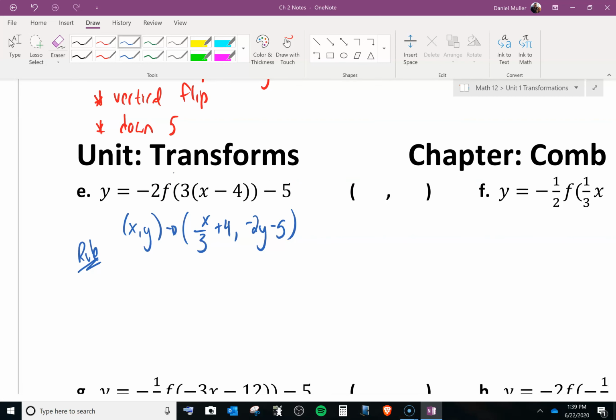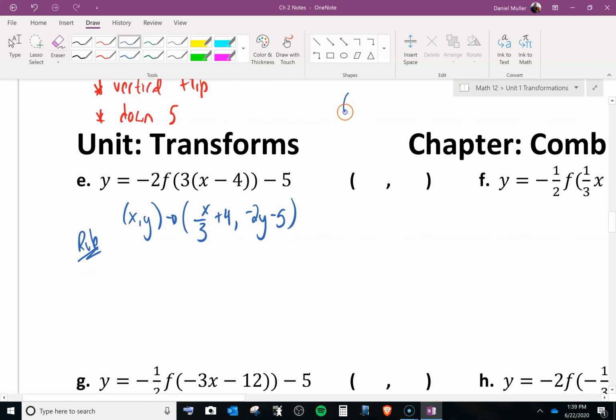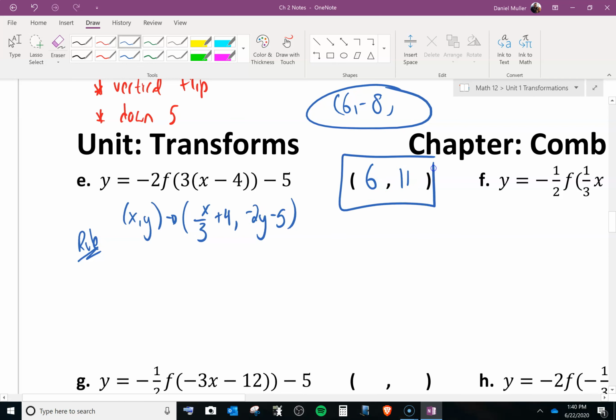Now the point, I don't even remember my point anymore. I'm going to have to take a look here and write this down. It's 6 comma negative 8. So I put 6 in here. 6 divided by 3 is 2. 2 plus 4 is 6. If I put negative 8 into here, I'm going to get positive 16. 16 minus 5 is 11.